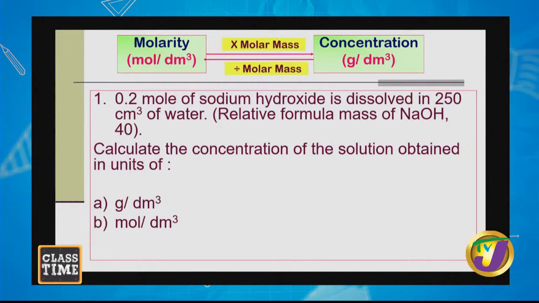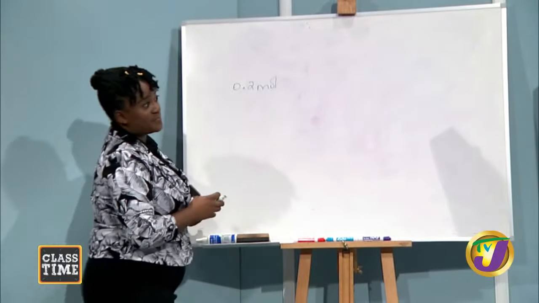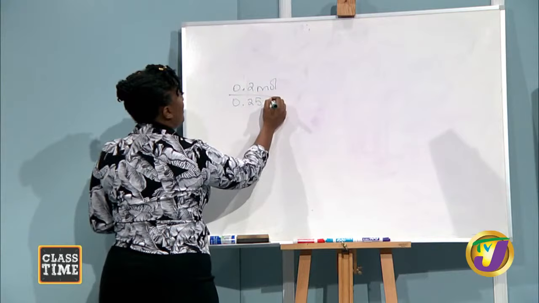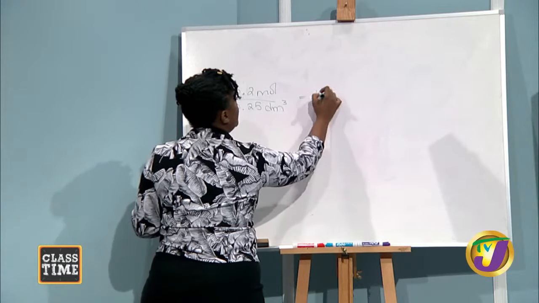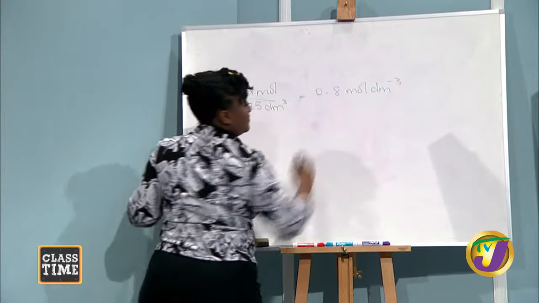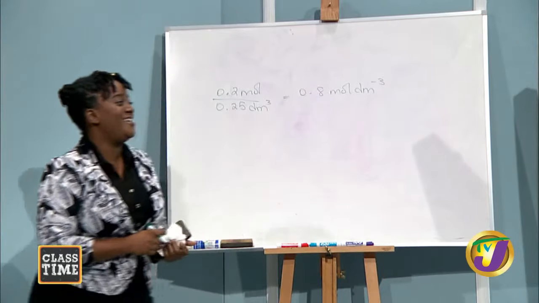So now we're given moles and we're given cm cube. I need to convert this to gram per dm cube. We just did that a while ago. So how would we calculate it? 0.2 mole divided by 0.25 dm cube. My answer will be 0.8 mole per dm cube. So we did that just now, so that's B.